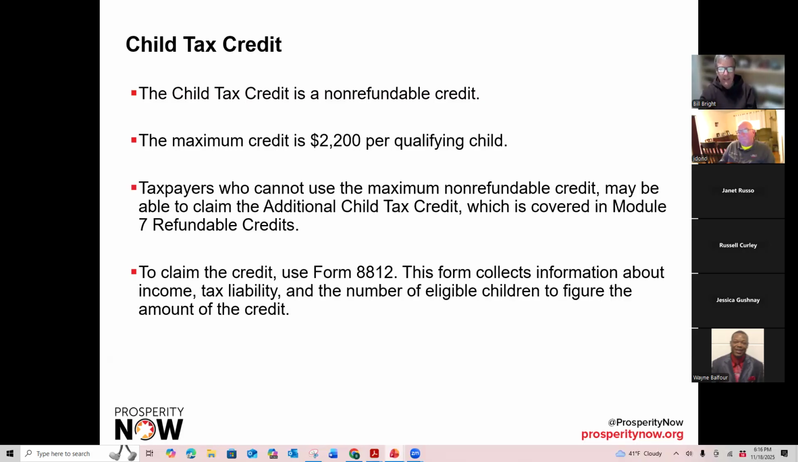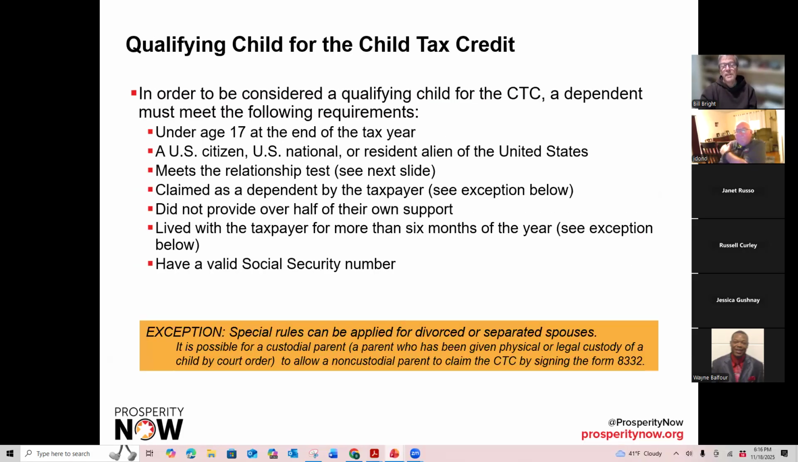Actually, we'll do one tonight to see how that works. But again, usually people who are having one or two children don't use all of the refundable, non-refundable part of the credit. So these are the considerations to qualify.